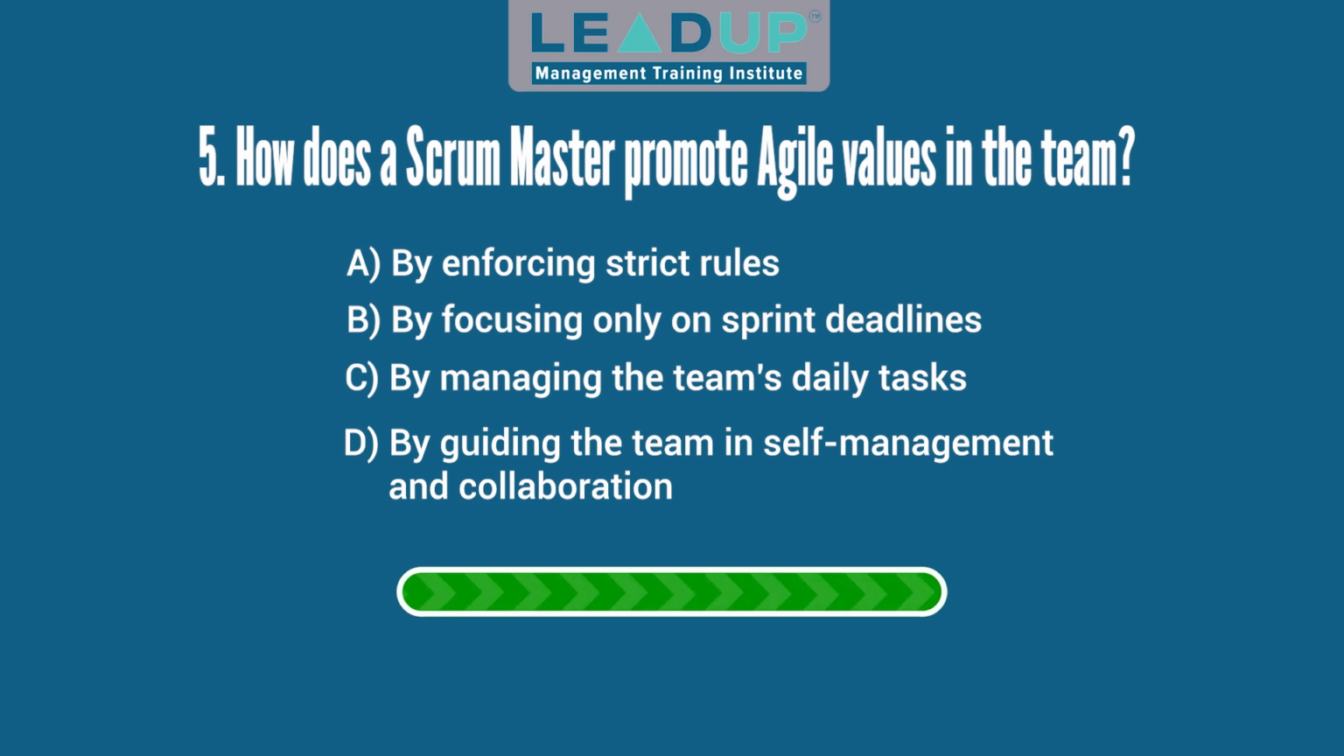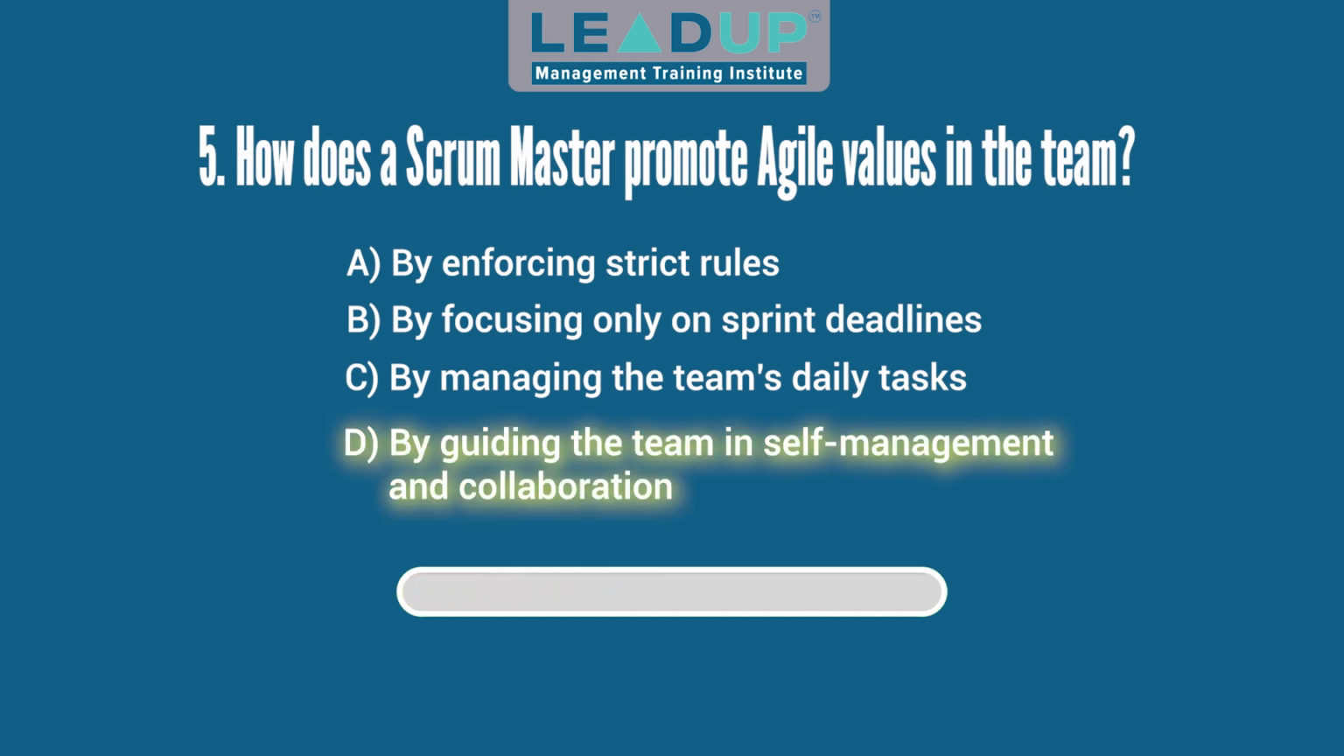Question 5. How does a Scrum Master promote agile values in the team? A. By enforcing strict rules. B. By focusing only on sprint deadlines. C. By managing the team's daily tasks. And D. By guiding the team in self-management and collaboration. Answer: by guiding the team in self-management and collaboration.